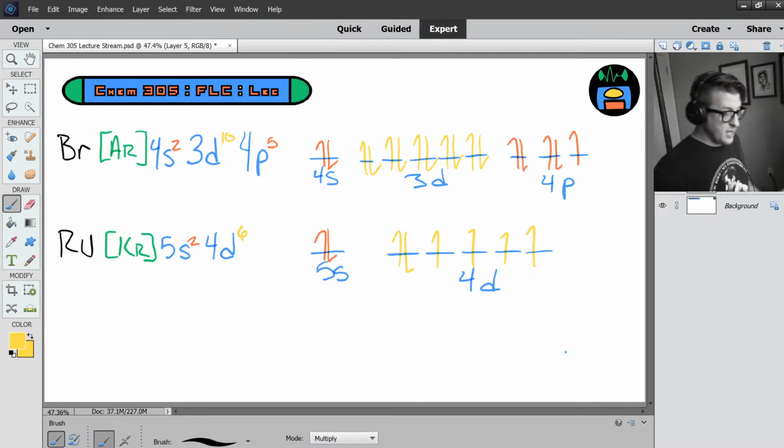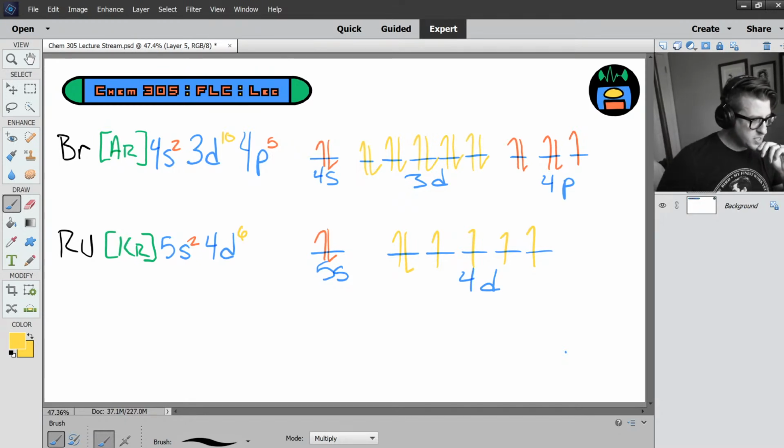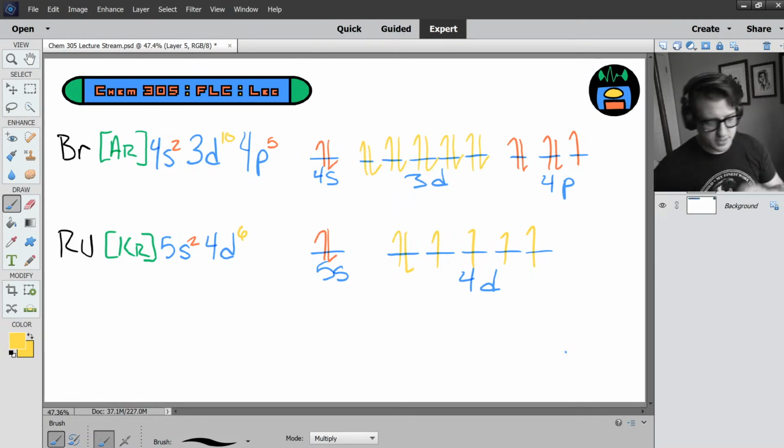Okay, Angela has a question. With orbital spins, would you say that bromine and ruthenium has an electron up spin?